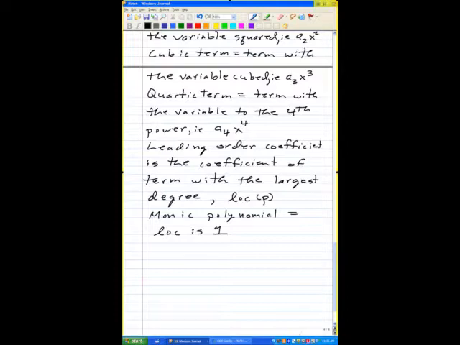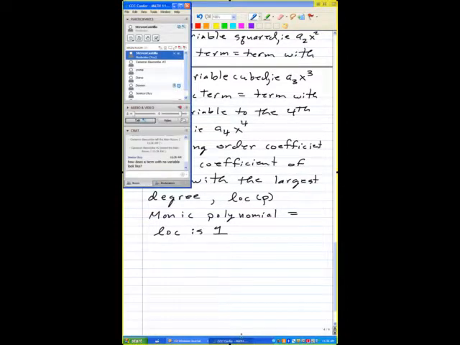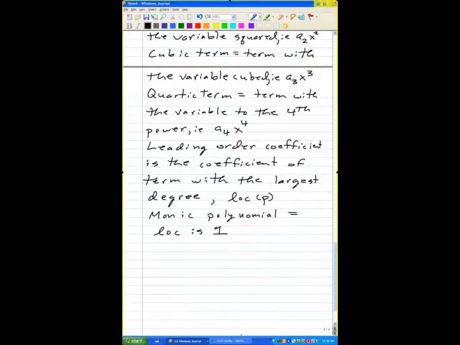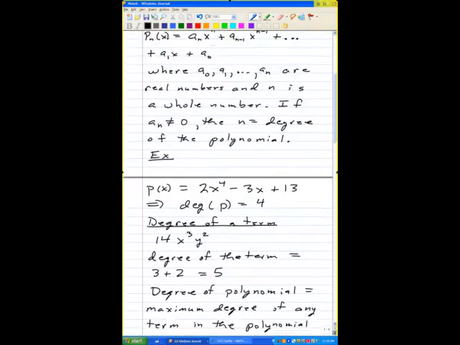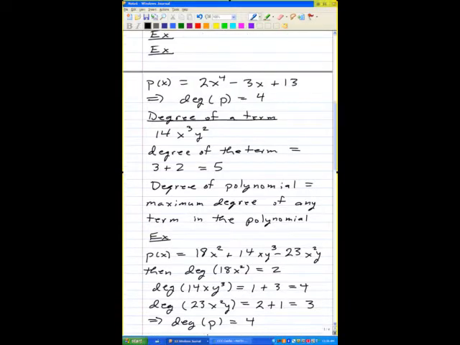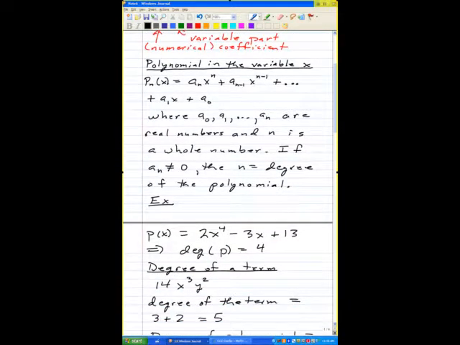And so there it is. So the term 13 has no variable in it. It's just a number. So that's the constant term. And so if I was asking you for the constant term in this polynomial, that would be its constant term.